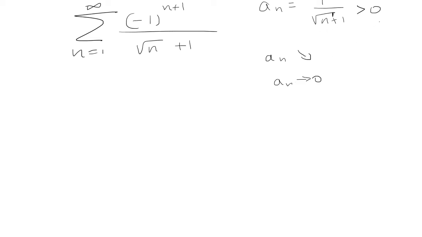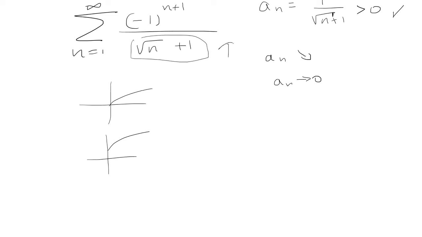So is 1 over square root of n plus 1 positive? The answer is yes. Is it decreasing? Yeah, this is decreasing because the square root of n in general is an increasing function. So if I add 1 to it, it's still increasing. So in other words, this whole denominator is increasing, which makes the whole fraction get smaller, decreasing. Okay, so that's good.